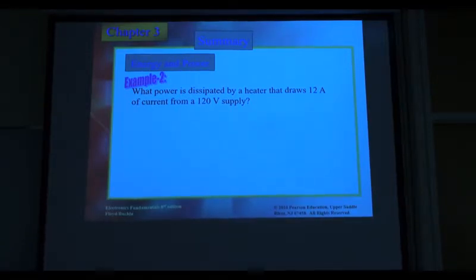What power is dissipated by a heater that draws 12 ampere of current from a 120 volt source? What do we know here? E equals V. We know current I. What is this? Voltage. We know V and I. So which one do you want to use? P equals V times I, the one in the middle. So 120 is already good, this one is already good. So the result will be 1440.